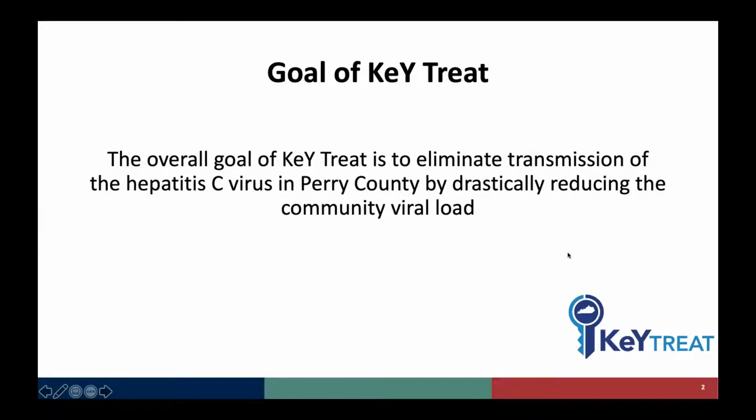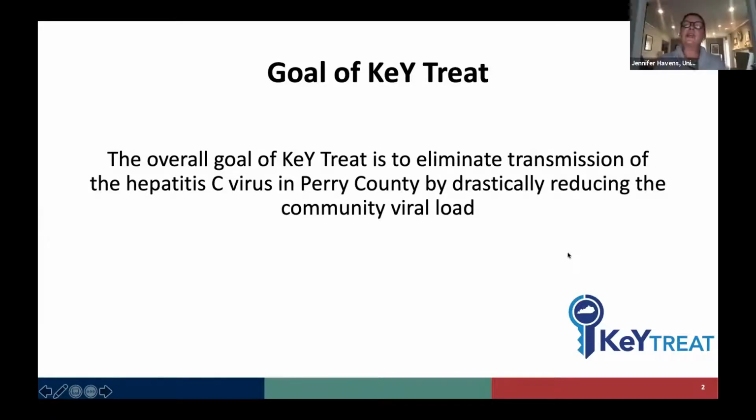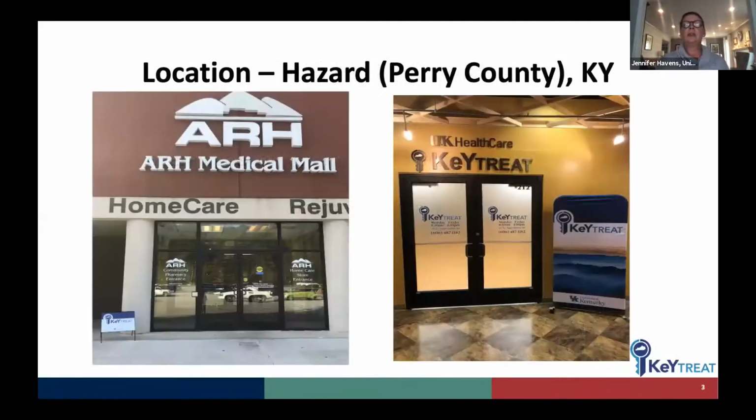Yes. Okay, excellent. So the overall goal of KEY-TREAT is to eliminate the transmission of the hepatitis C virus in Perry County, which is a small county in eastern Kentucky, by drastically reducing the community viral load. So in essence, a micro-elimination study. And this is our clinic. It's in Hazard, which is the county seat of Perry County, Kentucky, and it's within the Appalachian Regional Health Medical Mall.